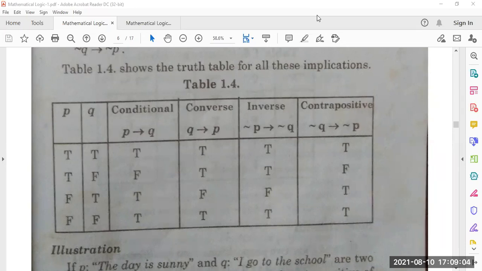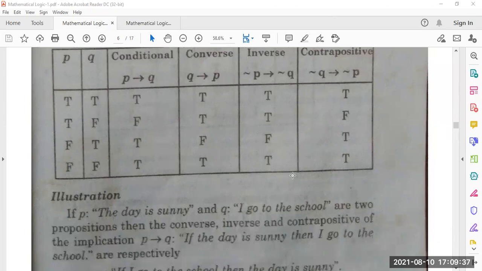What is the conditional? What is the truth table of conditional? What is the converse? What is the truth table of converse? What is inverse? What is the truth table of inverse? What is contrapositive? What is the truth table of contrapositive? So you have to remember all those things. Is it understood? Hello? Yes, sir. Okay. So it is only the remembering thing in logic, mathematical logic, all those things you have to remember.